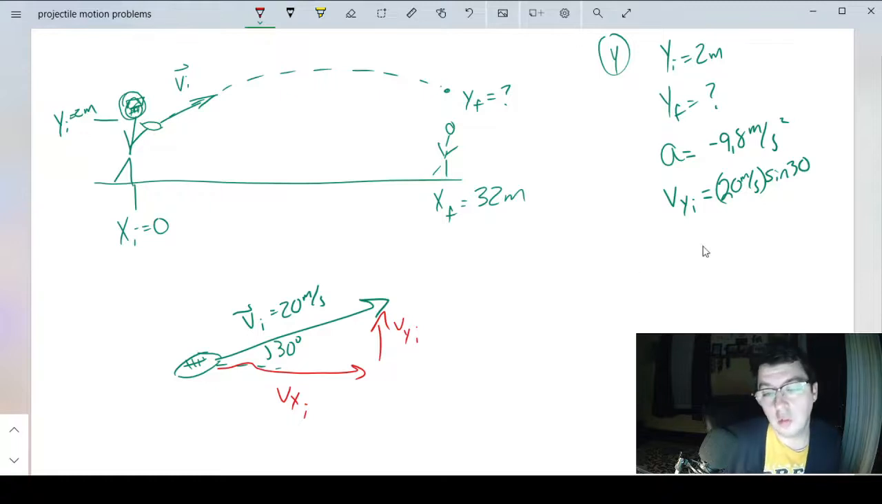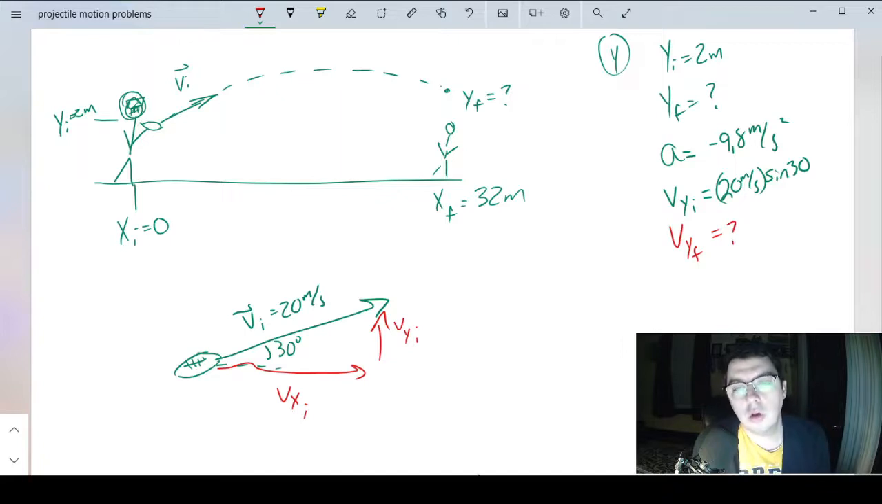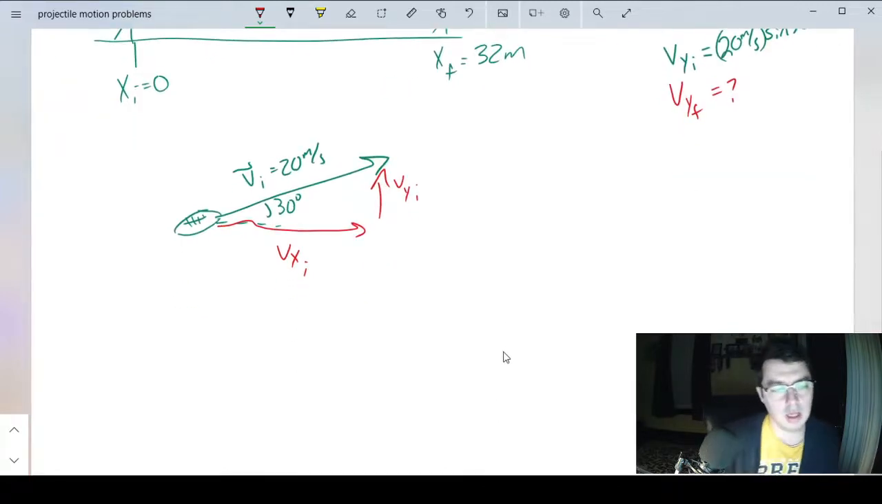I don't know what Vy final is. In this problem, I don't think I'm going to care about that. So what are we going to do to find the final height? Well, our equation that uses the final height is the following. We have that the y final equals y initial plus Vy initial times t.